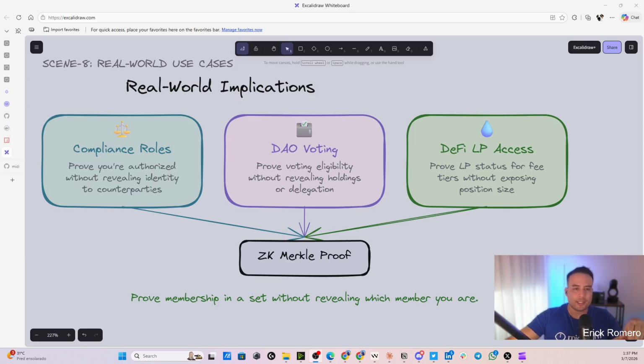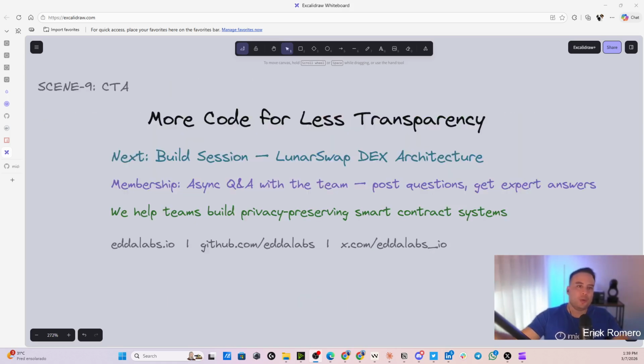The underlying insight is the same in every case. Prove membership in a set without revealing which member you are. That's what the Merkle tree plus the nullifier pattern gives you. And because OpenZeppelin built it as a composable module with exports, any Compact contract can import it now and get the ZK-native role-based access control out of the box. Well, more code for less transparency. 200 lines instead of 60. But that trade-off buys you something Ethereum fundamentally cannot offer: permissions that are verifiable without being visible.